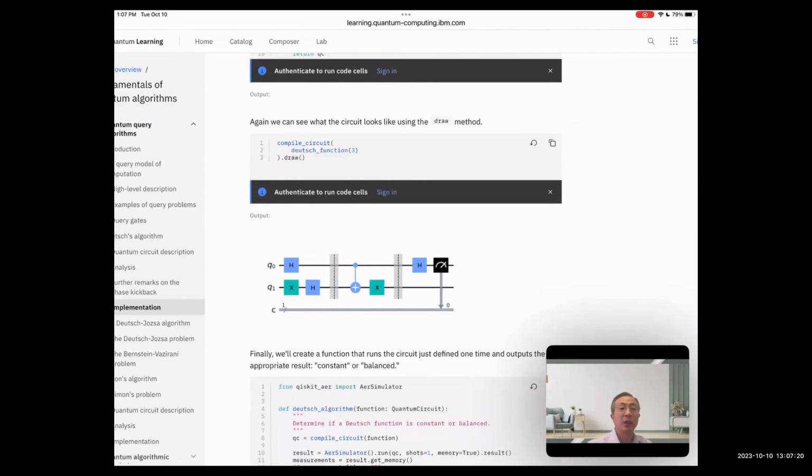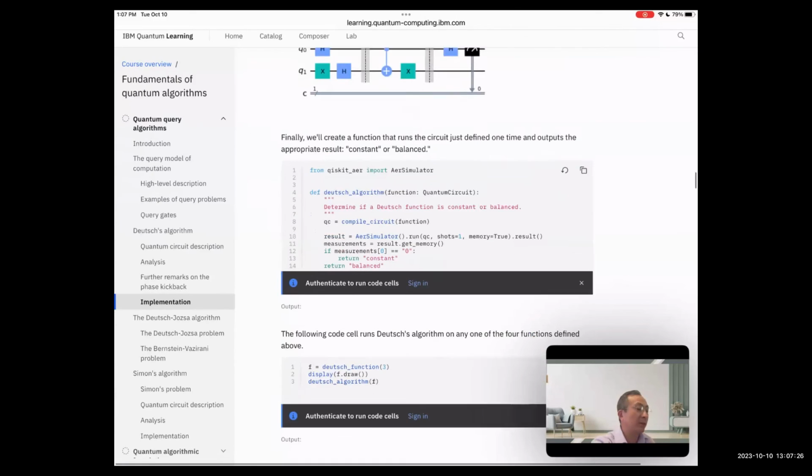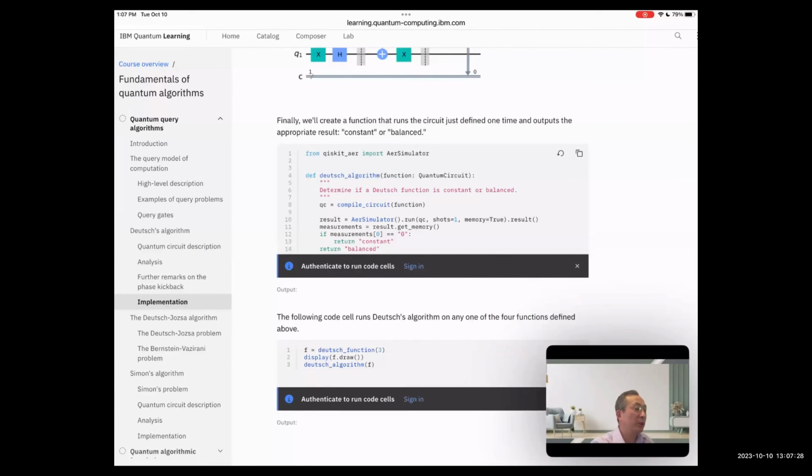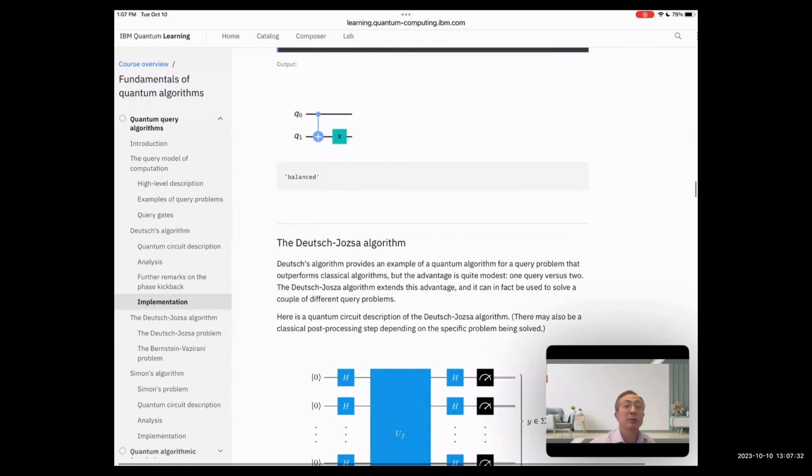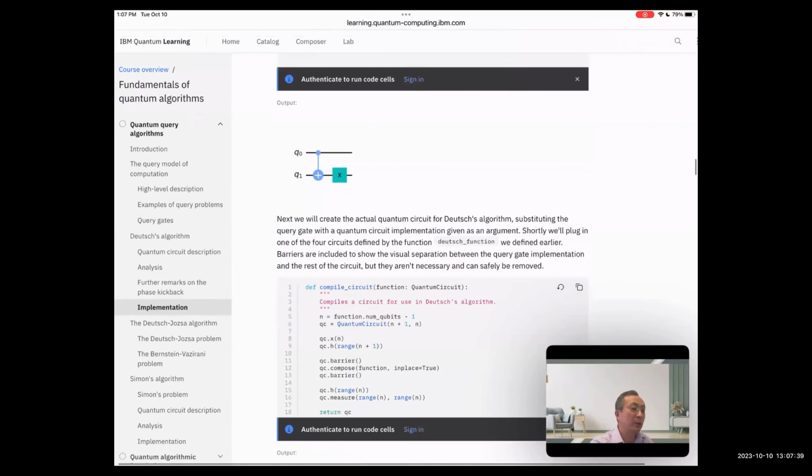So that's after function 3 is implemented, the quantum gate looks like this. And this result will be balanced, yeah, because that's F3. So this result will be balanced. Yeah.